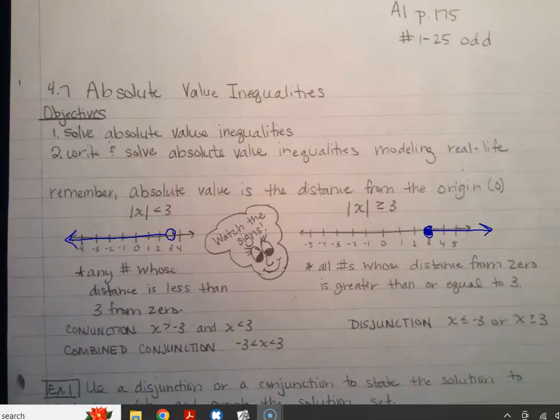We had to split it. Remember, we had to split it to be a negative and a positive because the number inside here can be a negative or a positive. So x can be less than 3 or x can be less than negative 3. Okay, so then it can be x is less than 3 and x is less than negative 3.